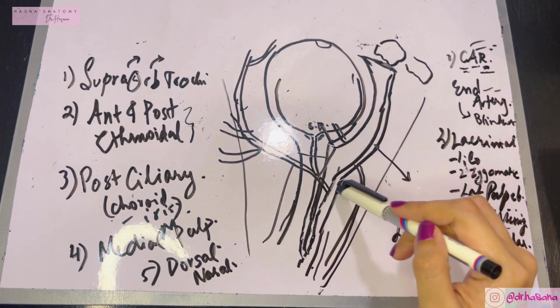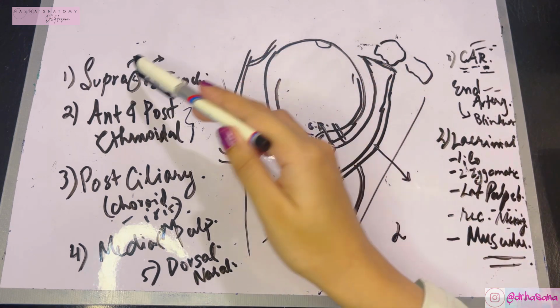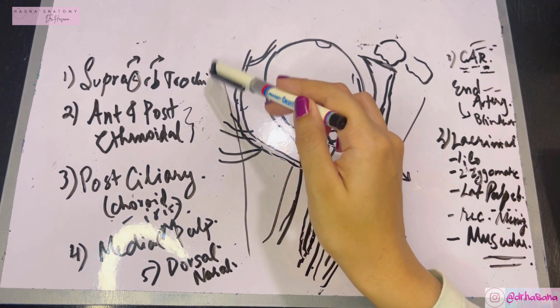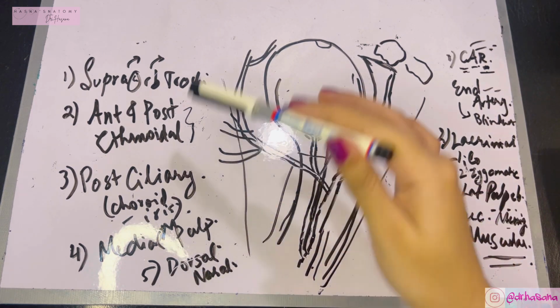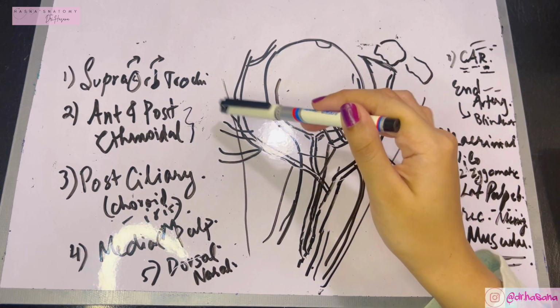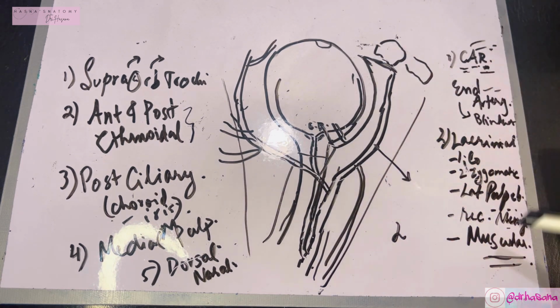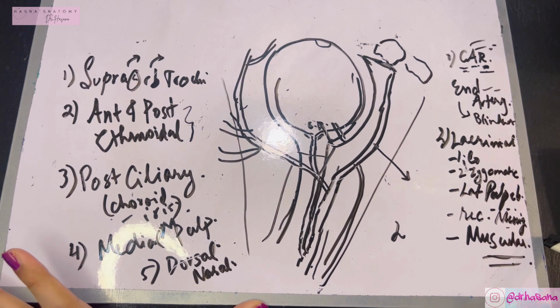Then we talked about the main trunk that was turning medially. What are the branches that arise from it? First, importantly, there are the supras, the supraorbital and supratrochlear. The supratrochlear terminated along with the dorsal nasal. And then we had the anterior and posterior ethmoidal branches. We had the posterior ciliary, one long and two short. The long anastomoses with the anterior ciliary branch. And finally, we had the medial palpebral branches. So guys, that's all you need to know about the ophthalmic artery.